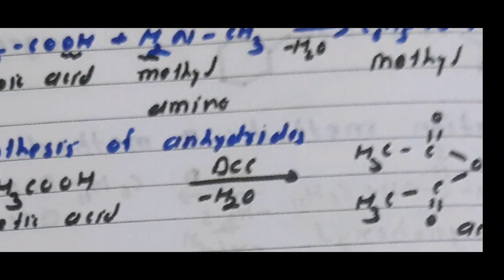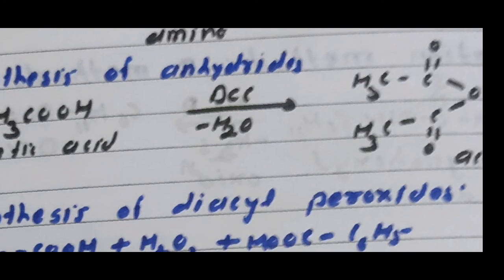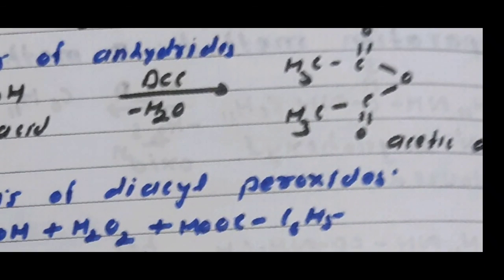Then fourth is the synthesis of anhydride. Here this is also used for synthesis of anhydride. I am taking two molecules of acetic acid. In the presence of DCC, a water molecule is released and the corresponding anhydride is formed, that is acetic anhydride, CH3CO-O-COCH3. This is acetic anhydride. Means DCC is used for synthesis of esters, ethers, amides and anhydrides.